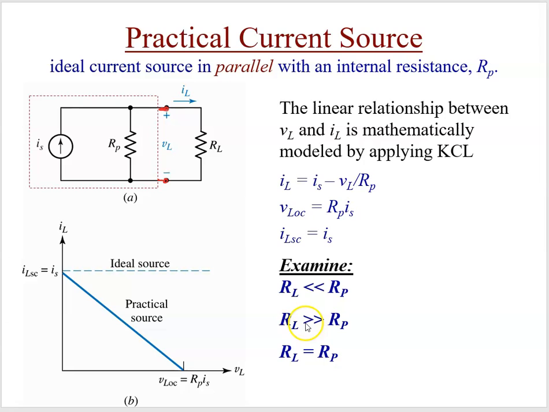If RL is much greater than the parallel resistance, so if our load resistance is much greater than the parallel resistance, then we're going to get no current flowing through the load resistor here. All of it's going to go through the parallel resistance. So if we want to deliver current to this load, we want this parallel resistance to be very high or to approach infinity. So our ideal current source has a parallel resistance of infinity. Whereas our ideal voltage source had a series resistance of 0.